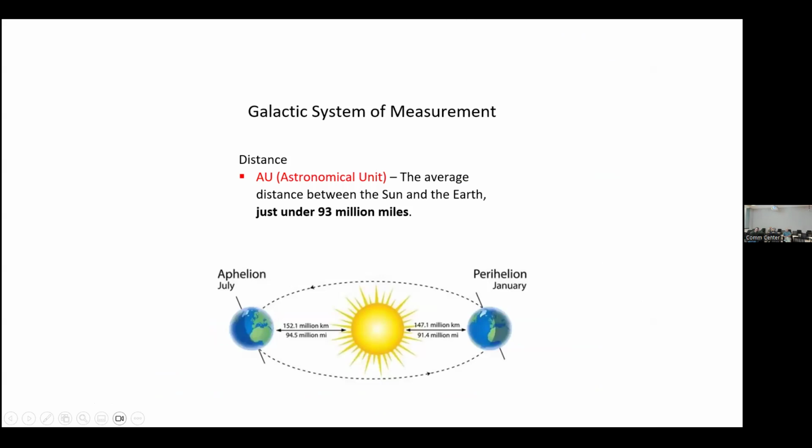Yeah, the astronomical unit. A combination of measurement methods were used to come up with the astronomical unit, which was really fascinating the way this worked out.